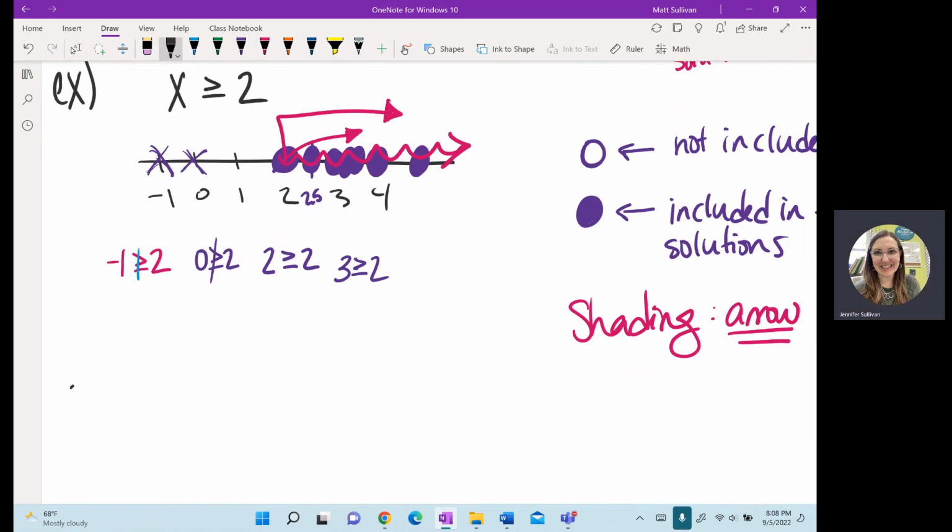Let's talk about this one. What if I give you x is less than or equal to 23?